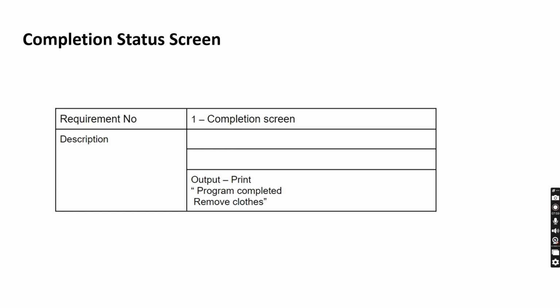Completion status screen. Once all functions complete successfully, a completion screen appears on the LCD. A buzzer sound may be used to indicate that the wash cycle has ended. Throughout the simulation, the output LCD screen continuously updates the current status, whether it's filling water, washing, spinning, or drying. It gives real-time feedback to the user. Once the timer is done in the previous step, it will print program completed, remove the clothes, and go back to the washing program display.